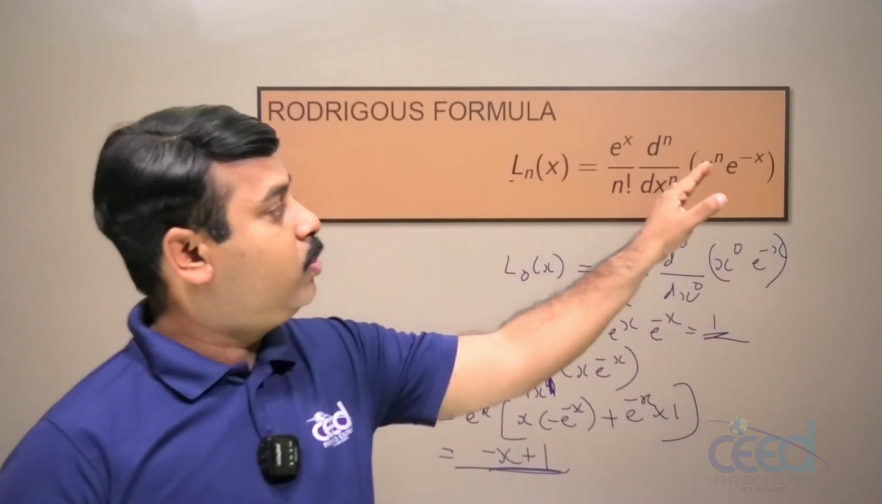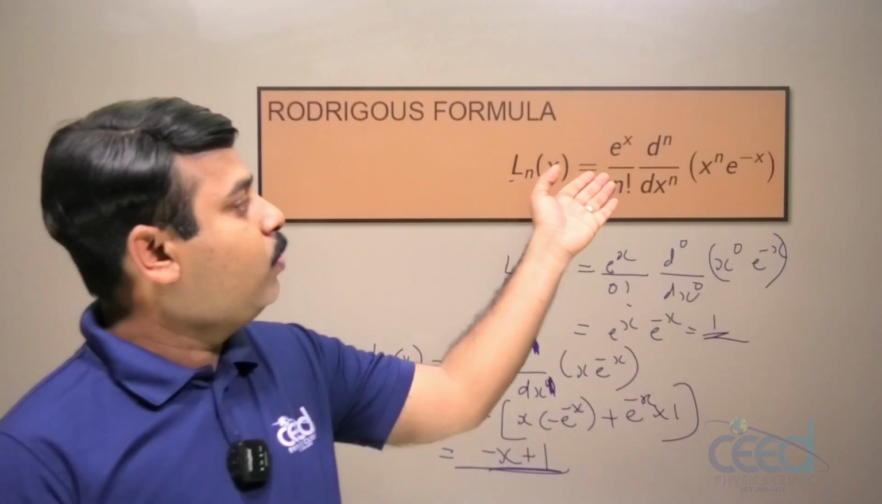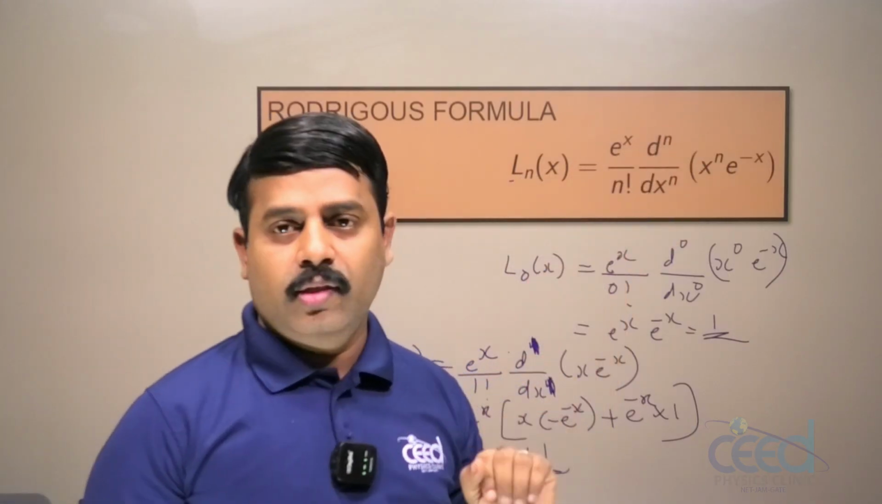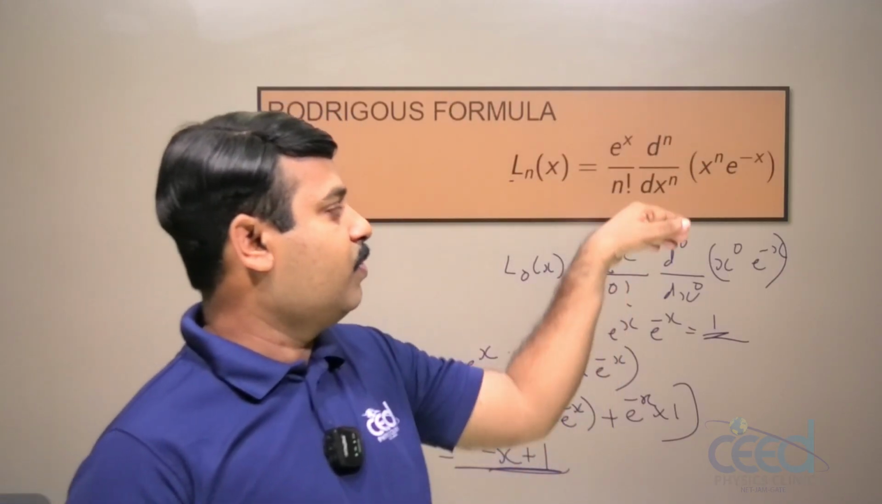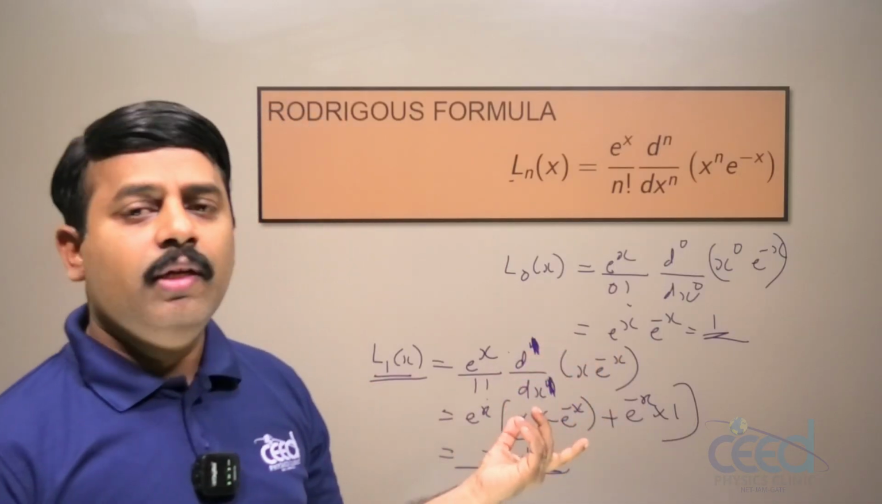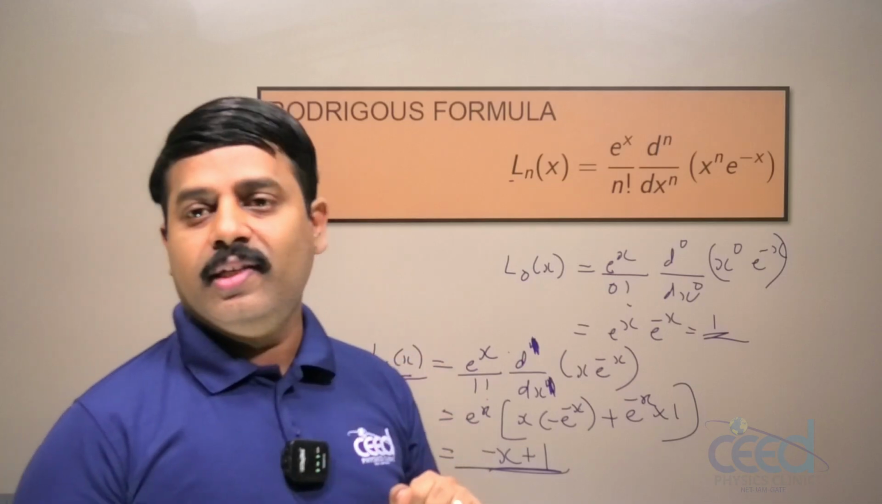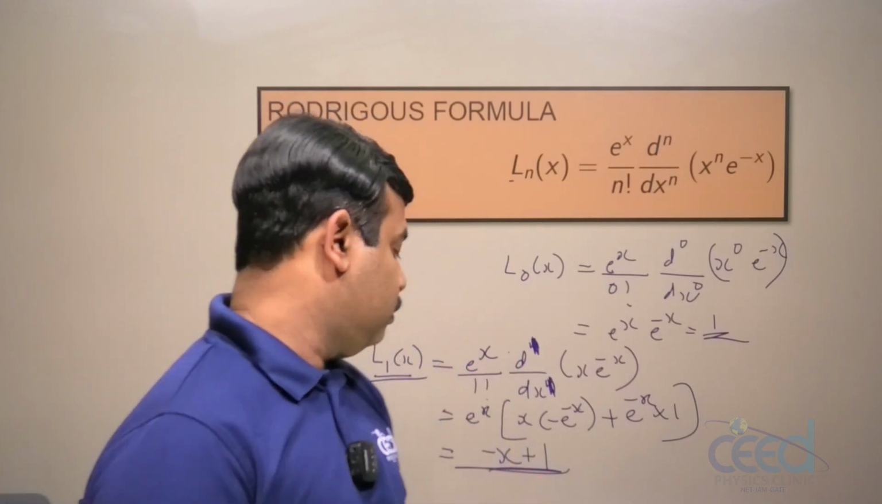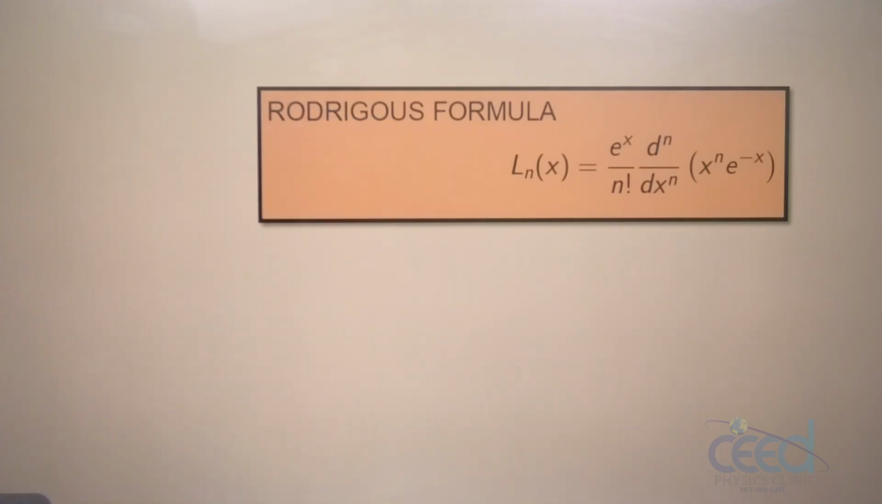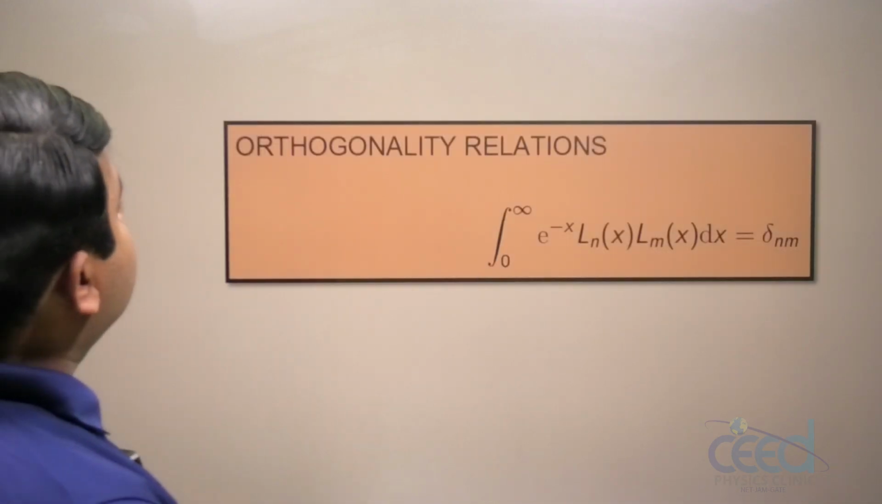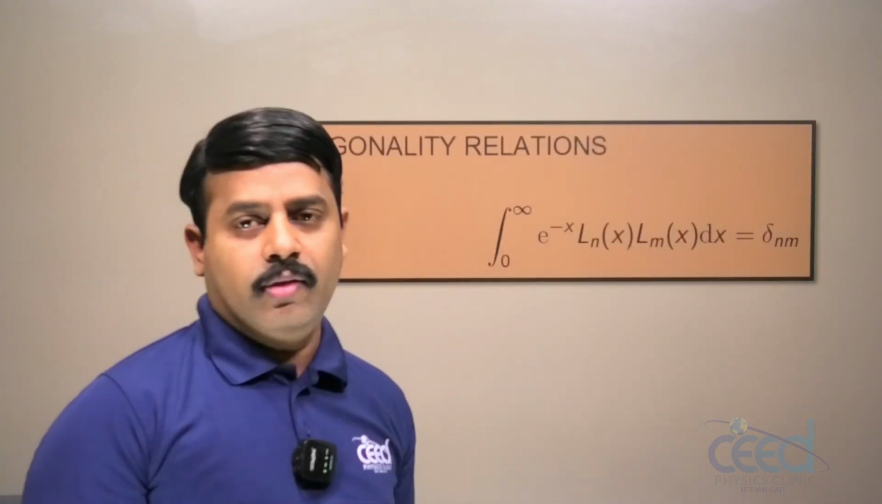So this formula also works. Now to find L2 of x, you have to do a double differentiation. But in higher order, suppose fourth differential and so on, the calculation is much more tedious. But this formula is valid. Alright. Next, see the orthogonality relation.